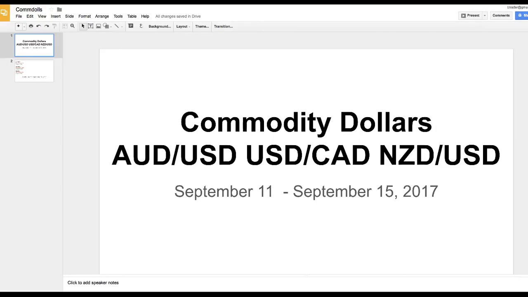Welcome to the weekly technicals for the commodity dollars: Aussie dollar, dollar CAD, and Kiwi dollar for September 11th to September 15th of 2017. And of course, this was the week of the loonie. The Canadian dollar just decimated all sorts of support, cut through everything all the way up to, but not through, the 120 level, which is going to be a very key level that we're going to discuss as we look at potential trades this week.